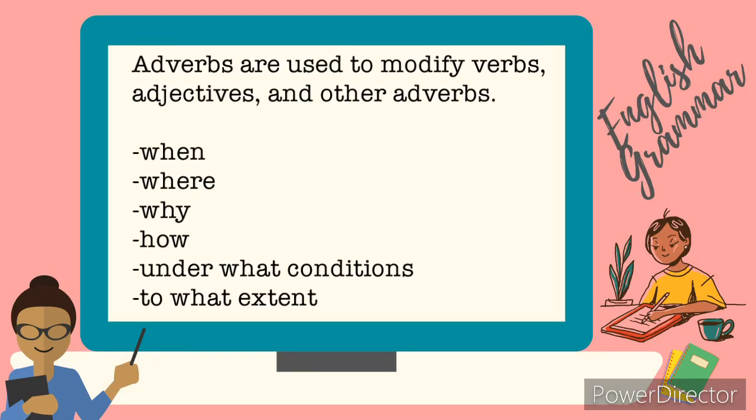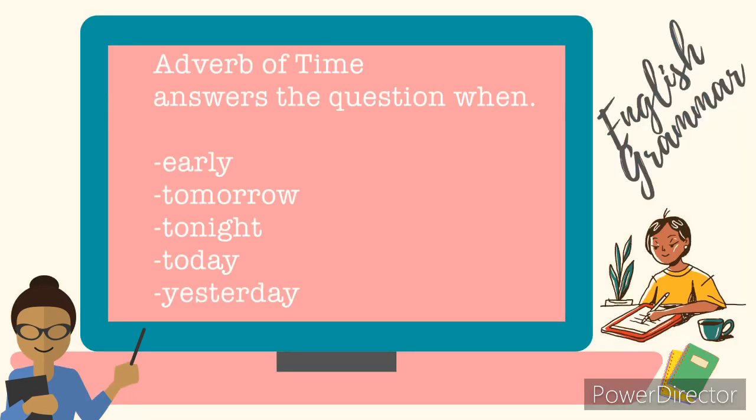Moving on to the next essential types of words that we must have in our persuasive text, and these are adverbs. Adverbs are used to modify verbs, adjectives, and other adverbs. They are analyzed by asking the questions when, where, why, how, under what conditions, and to what extent. First, we have the adverb of time. It answers the question when. Examples can be early, tomorrow, tonight, today, and yesterday.